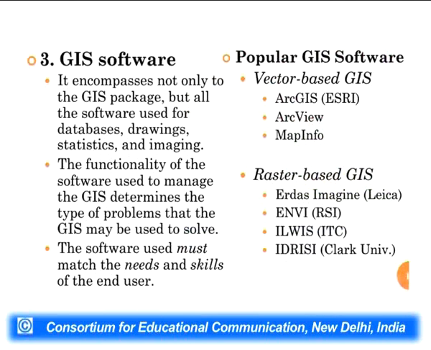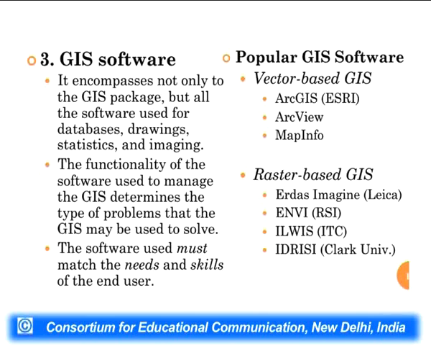Then GIS software is another component of this technology. It encompasses not only the GIS package, but all the software used for databases, drawings, statistics and imaging. The functionality of the software used to manage the GIS determines the types of problems that the GIS may be used to solve. The software used must match the needs and skill of the end user. So according to the needs and skill of the end users, the GIS companies are now modifying their software and giving it into the public domain.